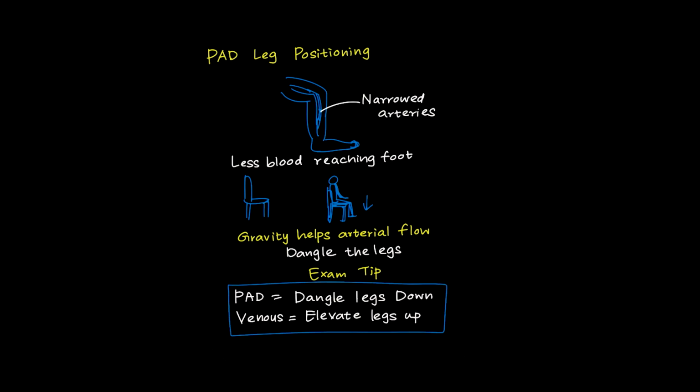Here's a WGU D446 OA exam tip for you. PAD equals dangle, venous insufficiency equals elevate. Do not mix them up. Recall hook, arterial down, venous up.